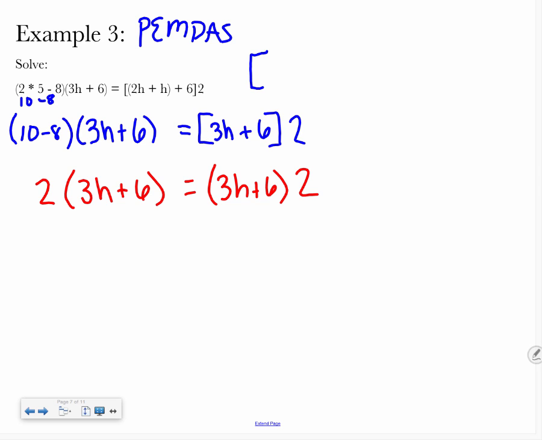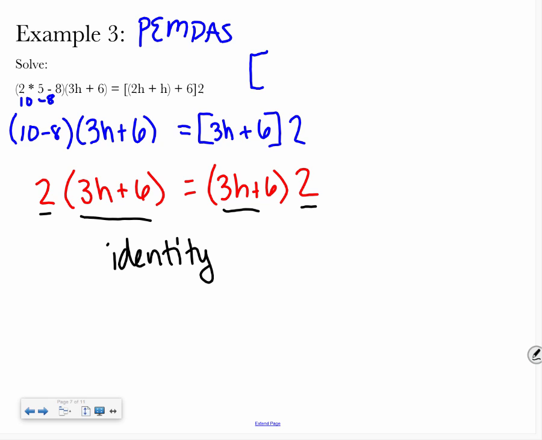Now, if I remember correctly, we talked about how multiplying doesn't matter what order you multiply in, you will always get the same answer. So 2 times 3h plus 6 is the same thing as 3h plus 6 times 2. Okay, so we have the same thing on both sides. Last example we talked about what happens if you get a number that equals a different number, and we said that's no solution. When you have the same number on both sides, so 2 times 3h plus 6 equals 3h plus 6 times 2, that is called the identity.